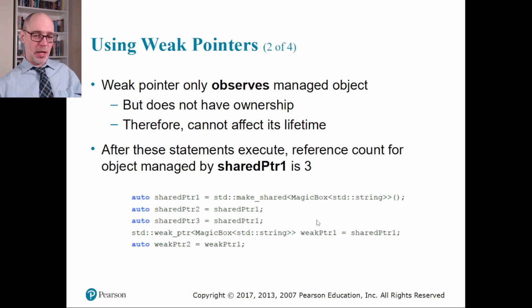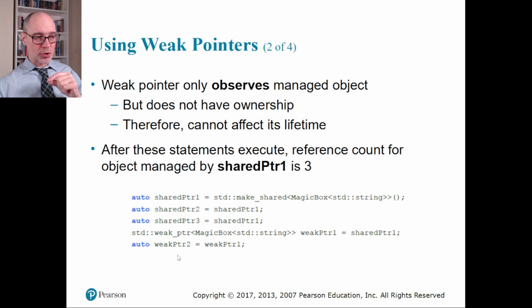And then here's an example of us declaring one of these weak pointers. So declaring a thing of type weak pointer for a magic box holding a string. We're going to call that weak pointer 1. And it works to use the initializer to shared pointer 1. Okay, so that kind of initializer with an equals does work for this. And it gets effectively a copy of that pointer.